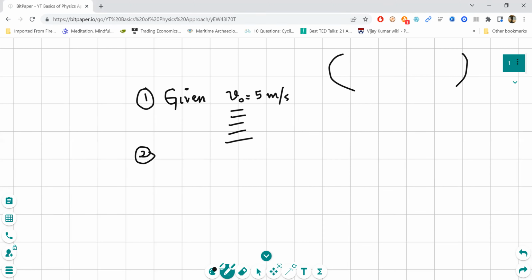The next step would be to identify what's being asked. So if they ask you, what is the final velocity? Then you say, okay, what is the final velocity? Put a question mark there. What is the final velocity?